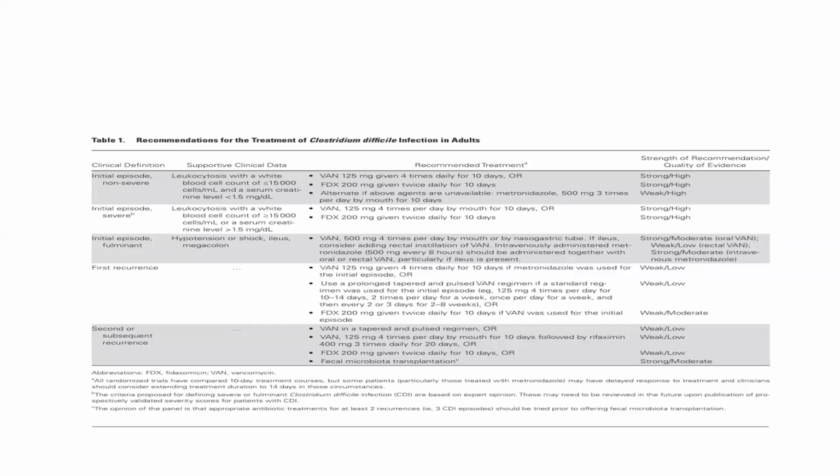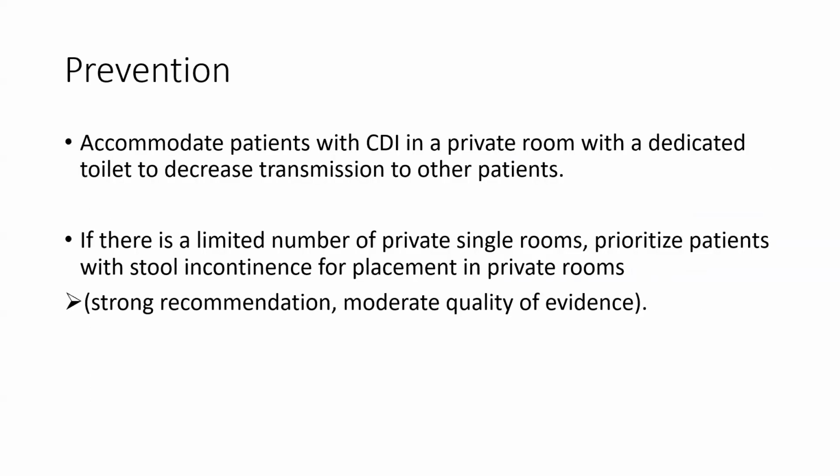Then for a second or subsequent recurrence, we can also use vancomycin in a tapered dose, or vancomycin 125 mg 4 times a day by mouth for 10 days, followed by rifaximin 400 mg 3 times daily for 20 days. Or we can use fidaxomicin, that is 200 mg twice daily for 10 days. Or we can go for fecal microbiota transplantation.